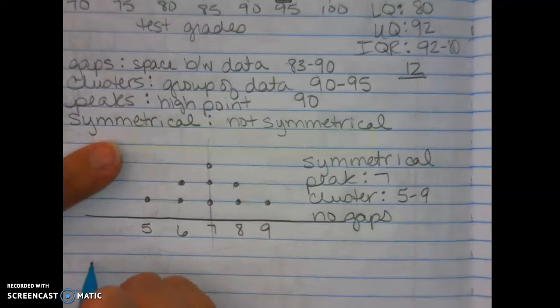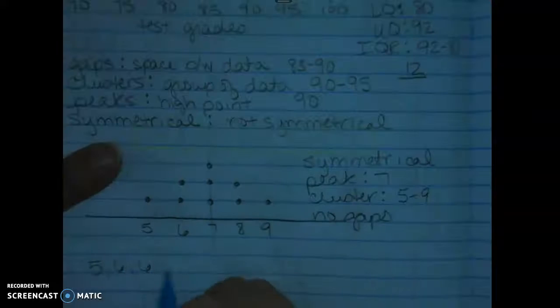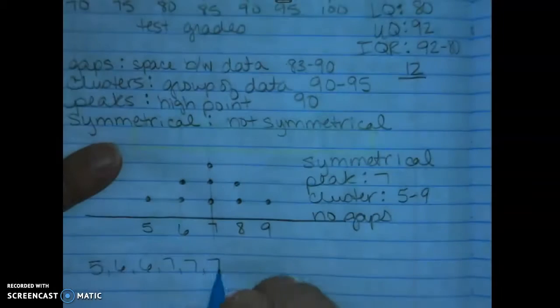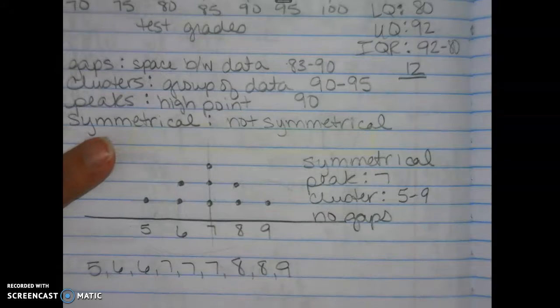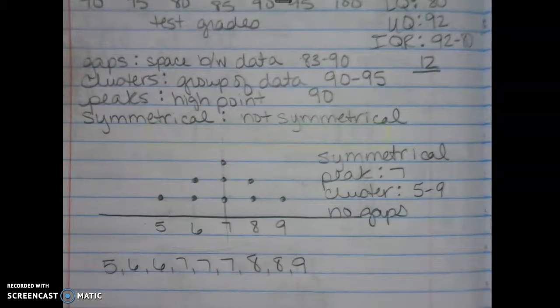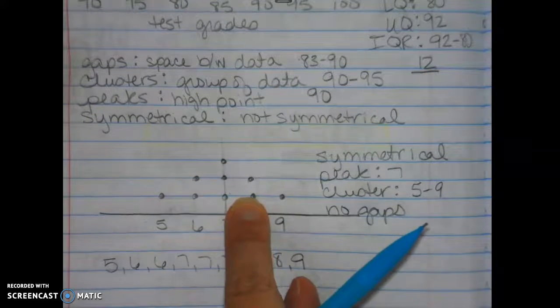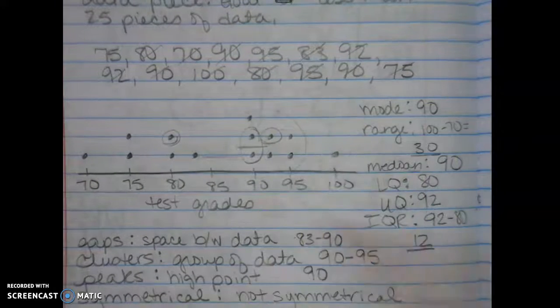Before, we had a list of numbers and we went to a dot plot. So we could say 5, we have 2 6s, we have 3 7s, we have 2 8s, we have 1 9. Okay, so that is how you would go from the dot plot to the data set, or you can use a data set to create a dot plot.